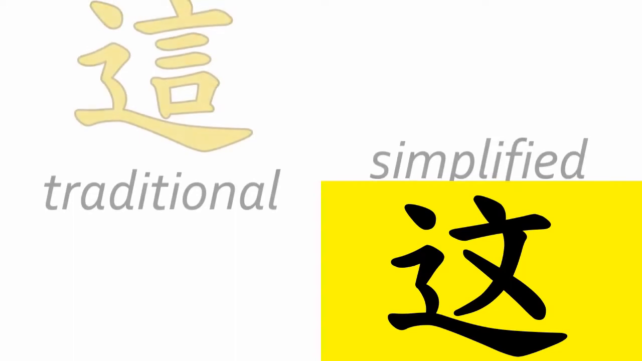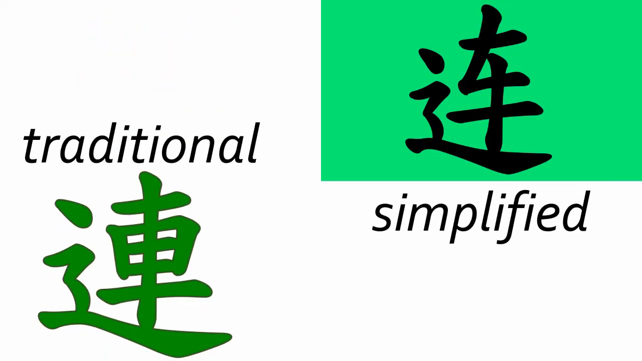Here is our color chart with today's 6 characters. 用, 统, 通, 连, 这, and 到. Here's the takeaway from today's lesson.